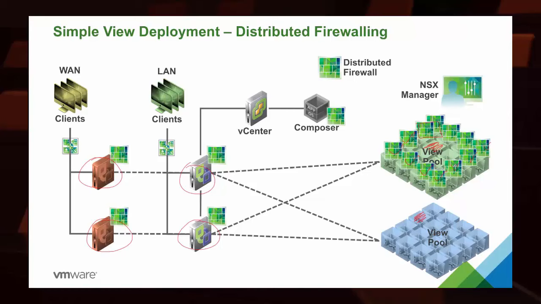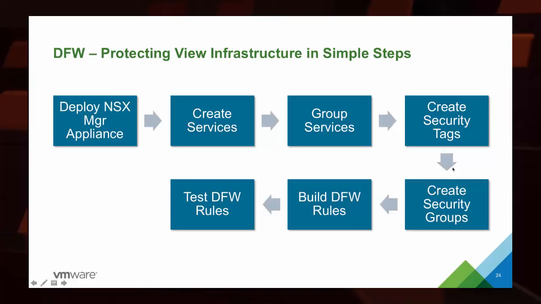So, some quick steps to walk through deploying a distributed firewall inside of the infrastructure. Obviously, you have the NSX Manager appliance, and that's going to be the first thing you do when you deploy NSX anyway, and it's really just a VM. You're then going to create services, which I'll show you an example of here in a second, group them together so that you can create a security tag and a group for those services, and then just build a firewall rule to trigger based upon those services, and then go out and test your rules.